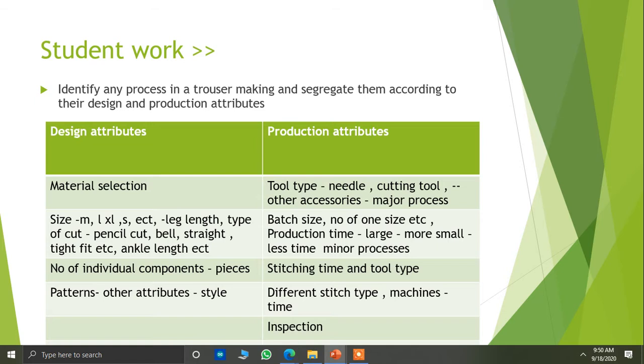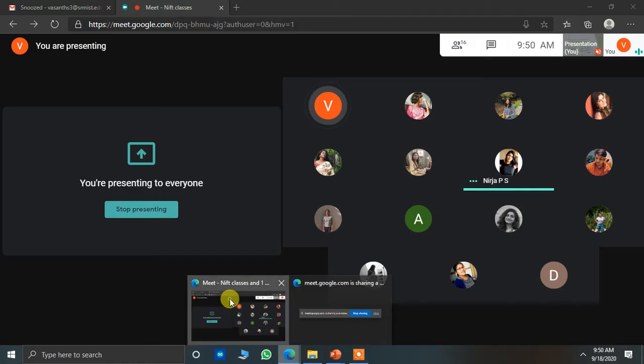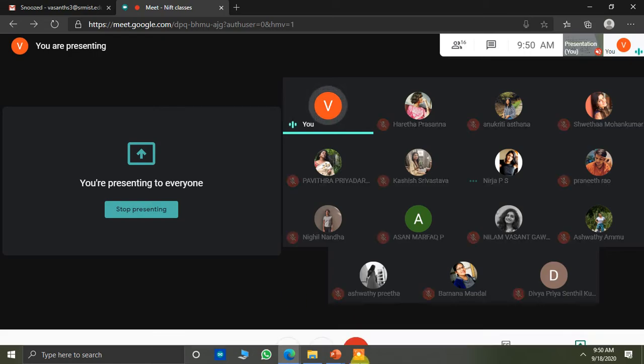Okay, and different stitch types, what kind of stitches I should make, different machines that I use, and somebody was stating inspection. So all these are production attributes. Is this intuitive grouping clear for you? In the context of the one example that I have mentioned, that is trouser making. Yes.